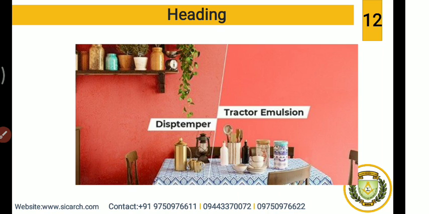So this is the difference between emulsion and distemper. These two are available in the market. Emulsion will have a very fine finish look, while distemper will have a little matte finish.